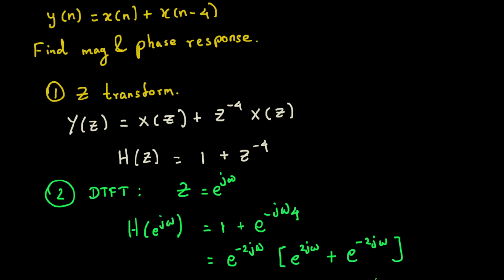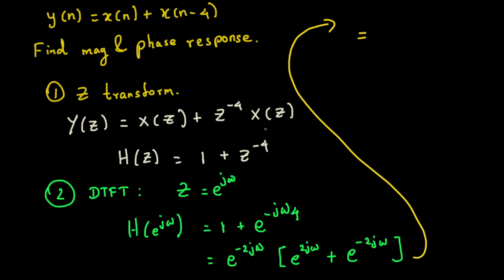Why do we do that? Because if we do this, then we can bring this pattern, which is helpful for bringing the cosine, because e power 2 j omega plus e power minus 2 j omega is nothing but 2 cos 2 omega. If we bring that pattern, then we can go ahead and draw the magnitude and phase diagram. So let's go ahead and write that.